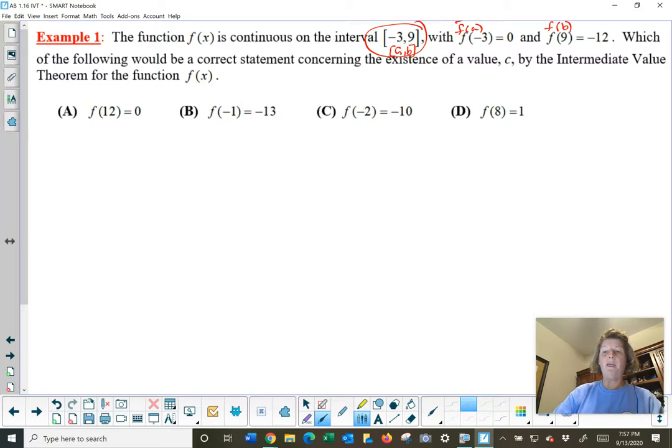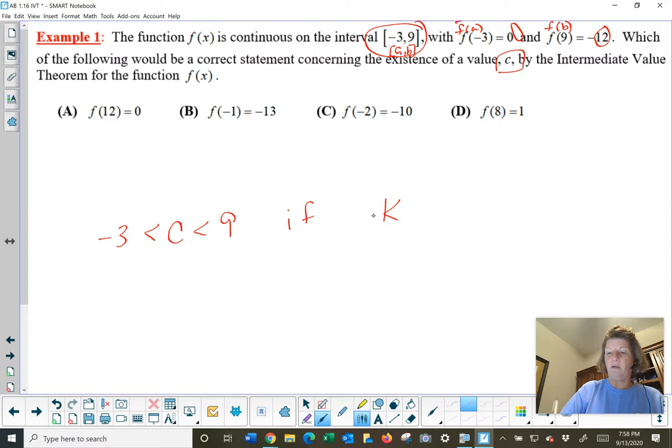Which of the following would be a correct statement concerning the existence of the value c by the intermediate value theorem? I know that there should be some c that lies between negative 3 and 9 if my k value was between the f of b and f of a values. So my k has to sit between negative 12 and 0. Let's rewrite this. I need to look at my numbers first. We want negative 12 less than k, which is less than 0.